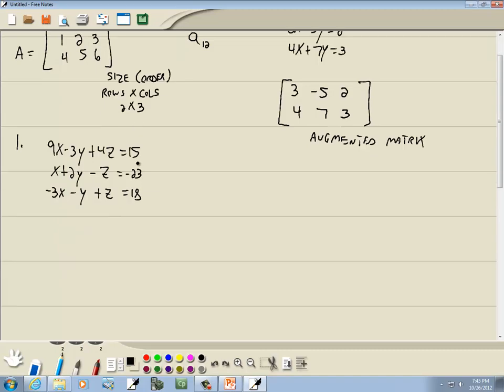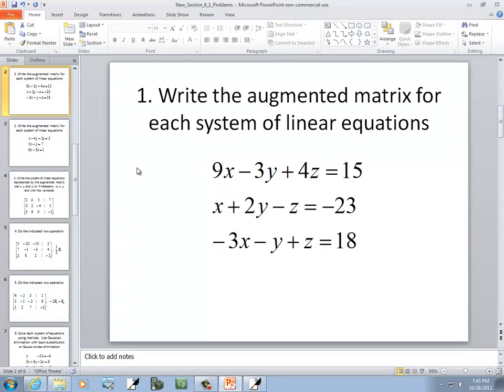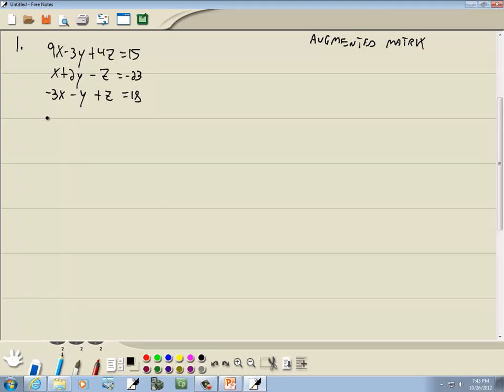Okay, and the instructions on this are to write down the augmented matrix for each system of linear equations. Well, for this one, we'll drop our x's, y's, and z's and equals and keep the numbers and their signs. So we got 9, -3, 4, 15, 1, 2, -1, -23, -3, -1, 1, and 18. Let me double check my signs. And that'd be our answer.